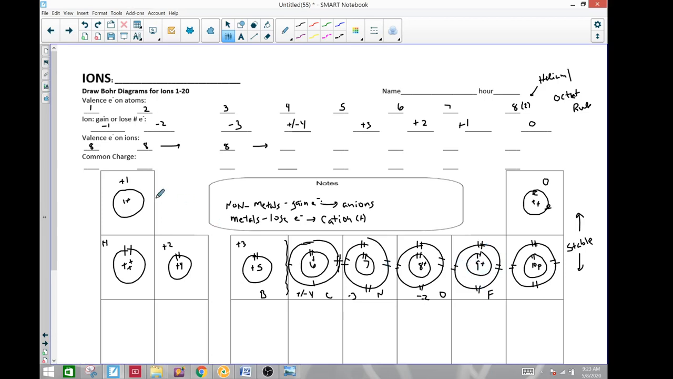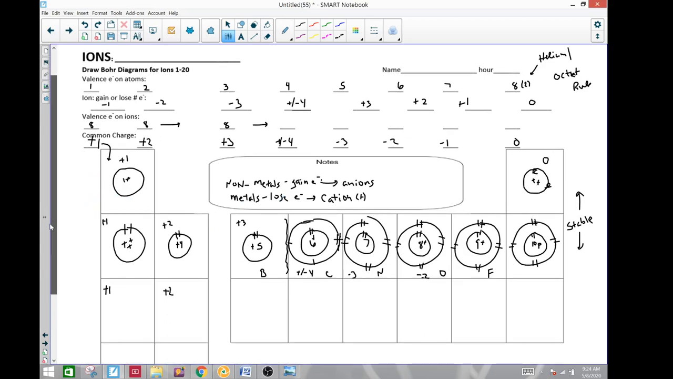And at that point, common charge. Well, this whole family here forms a plus 1 charge. You note that trend continuing here. This will be plus 1, this will be plus 2, and so on and so forth. So plus 2, plus 3, all right, plus or minus 4 when it gets bigger or nothing, minus 3, minus 2, minus 1, and typically no charge on our noble gases. So this is just a little start into how we set up this particular page.